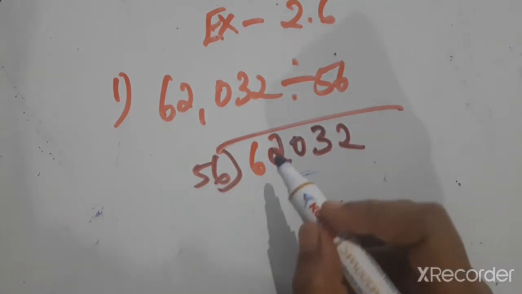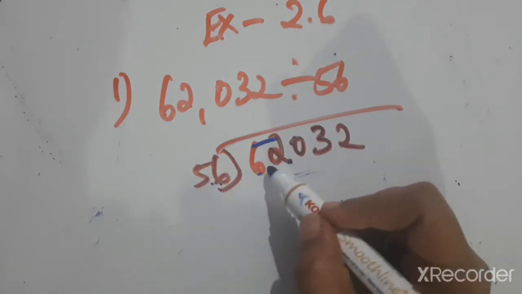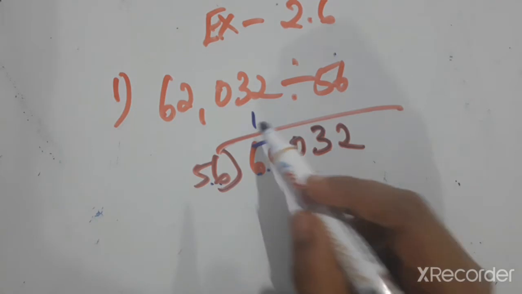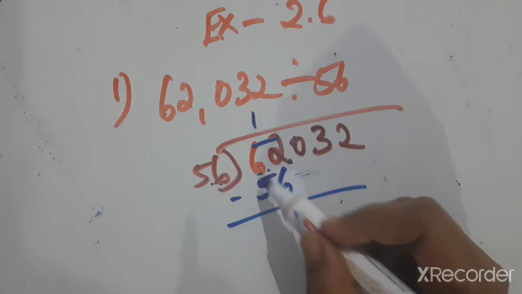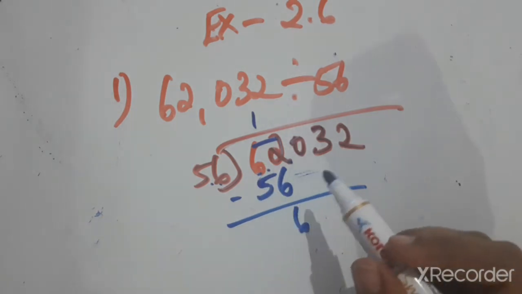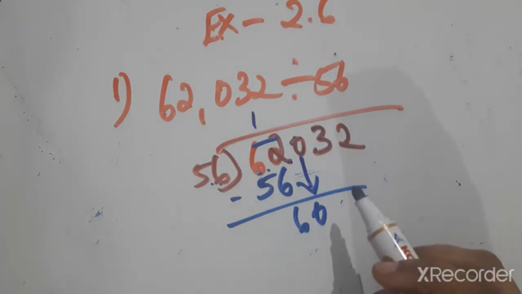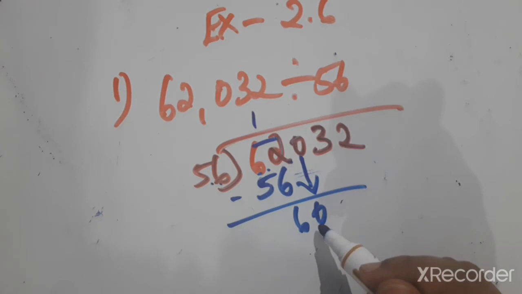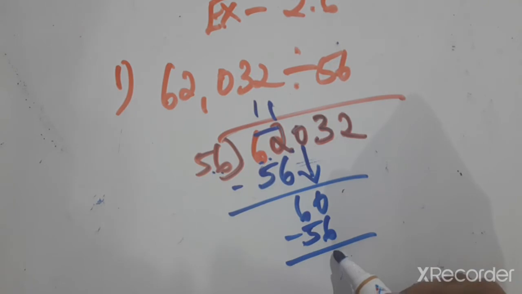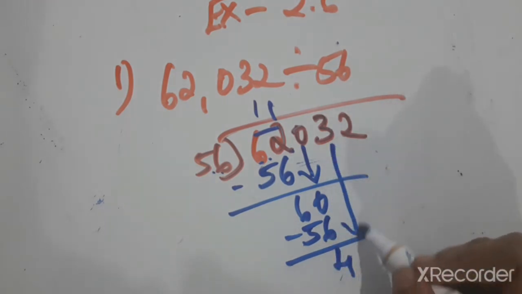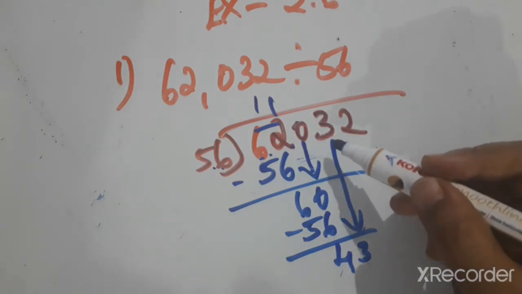Now we consider two digits, because 62 is greater than 56. 56 ones are 56, the nearer one. 12 minus 6 is 6, and 5 minus 5 is 0. Now bring this 0 down. 56 twos is greater than 60. So 56 ones are again 56, minus gives 4, and bring this 3 down. In each case we are taking only one digit, children, not two.